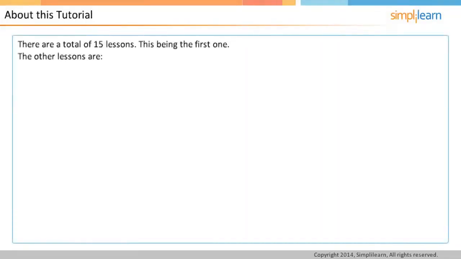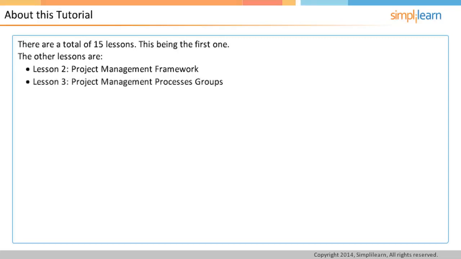Let us take an overview of all the lessons of this tutorial. We have 15 lessons in total. This is the first lesson, which is an introduction to the PMP certification. Lesson 2, Project Management Framework, aims to explain what project and project management is all about. It can be considered as an introduction to project management. Lesson 3, that is, Project Management Process Groups, aims to explain the 5 project management process groups.